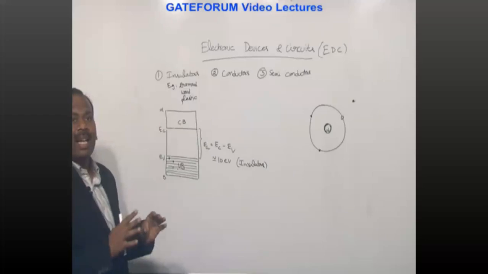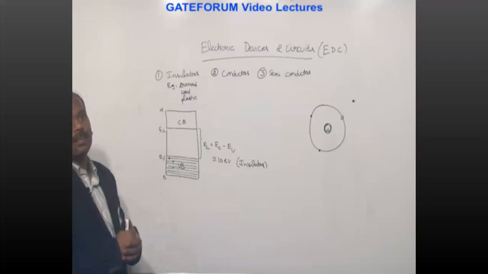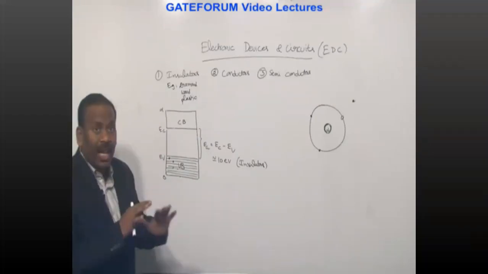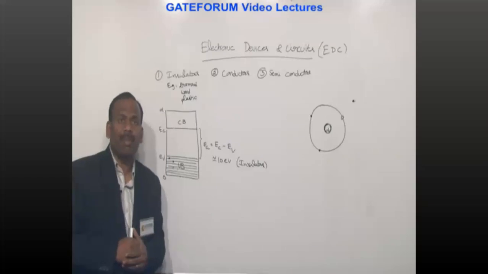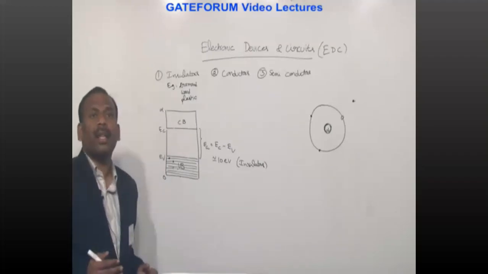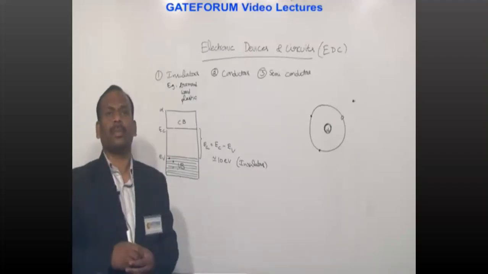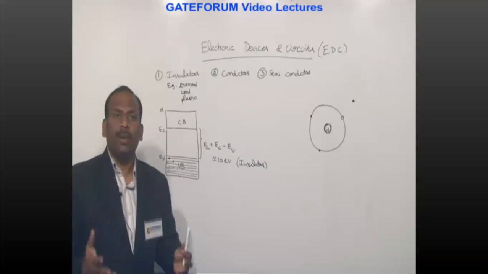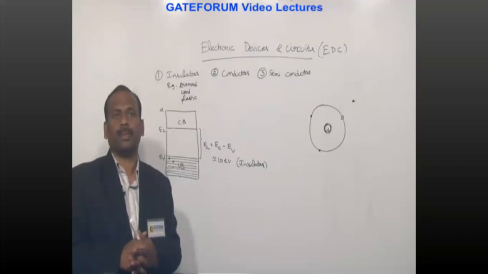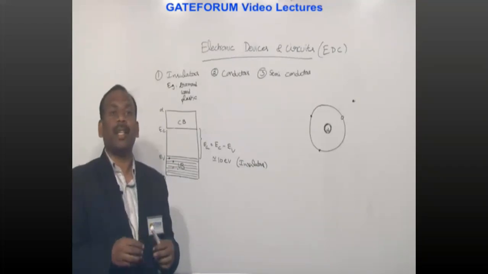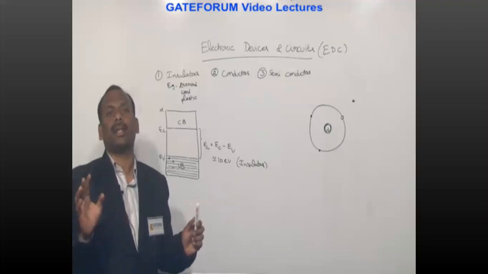Energy band diagram of an insulator. No electrons are available in the conduction band. All the electrons are in the valence band only. Therefore, there is no current. That's why insulators do not conduct electricity at all.